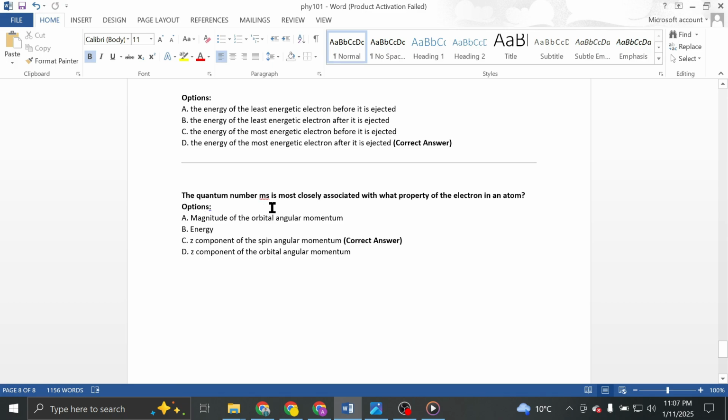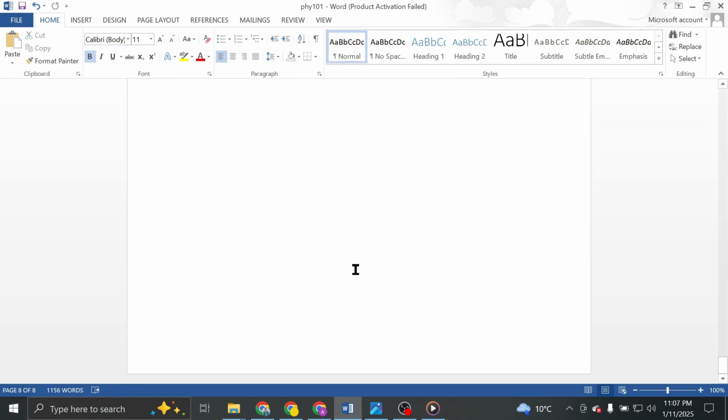The quantum number m_s is most closely associated with what property of the electron in an atom? Options: A. Magnitude of the orbital angular momentum. B. Energy. C. Z component of the spin angular momentum. Correct answer. D. Z component of the orbital angular momentum.